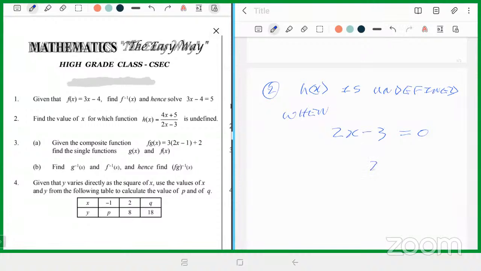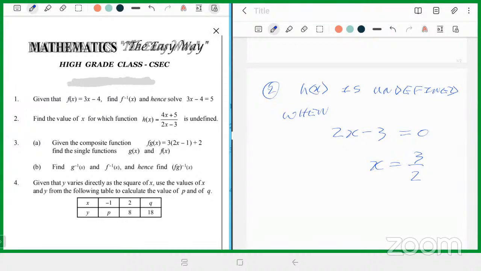And so we're going to get x equals +3 over 2, or 1.5. And so you see that if the x right here becomes 3 over 2, then the 2 times 3 over 2 becomes 3, and you'll end up having 3 minus 3, which is going to give you 0. And as we showed, you cannot divide by 0. There is no real result when we divide by 0.